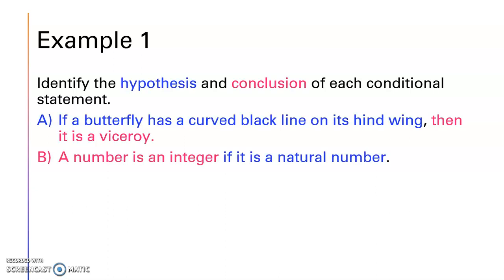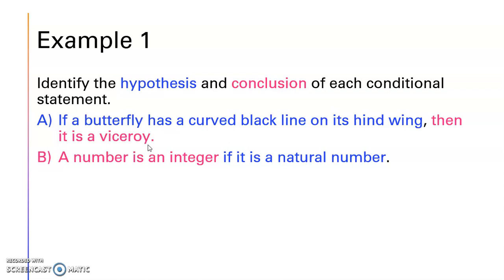Okay, so what I did is I made the hypothesis this nice blue color and the conclusion this pink color. In part A, the hypothesis is, if a butterfly has a curved black line on its hind wing. Notice that is the statement that's associated with the if. The conclusion is, then it is a viceroy. Technically, you don't need to have the words if and then included in each of those, but it's actually the statement. So it is a viceroy is our conclusion.